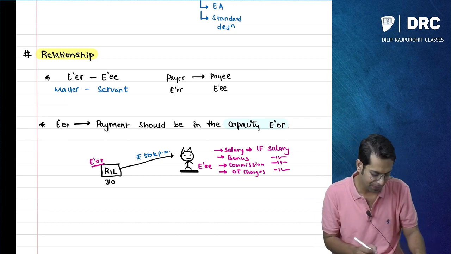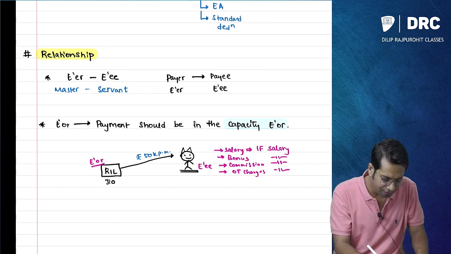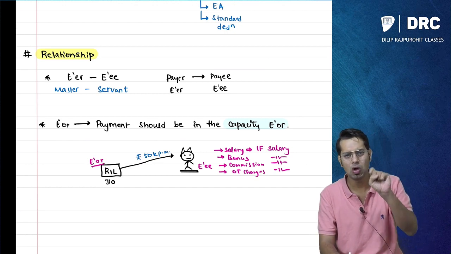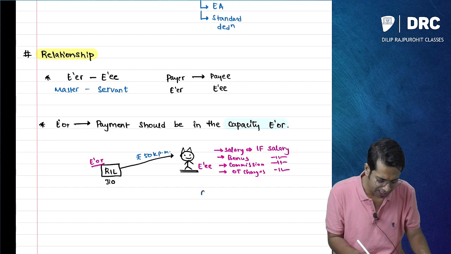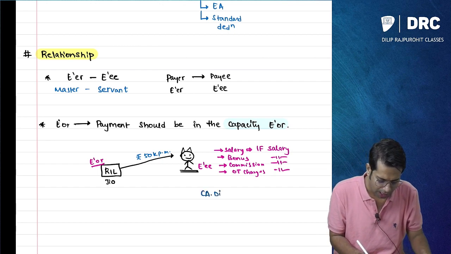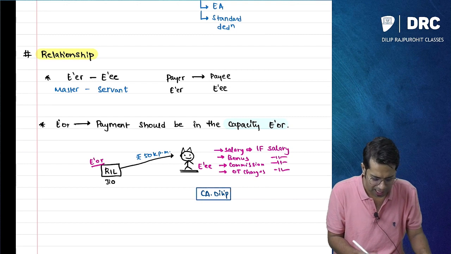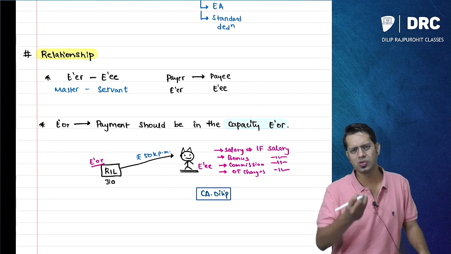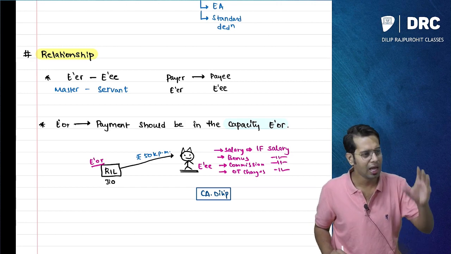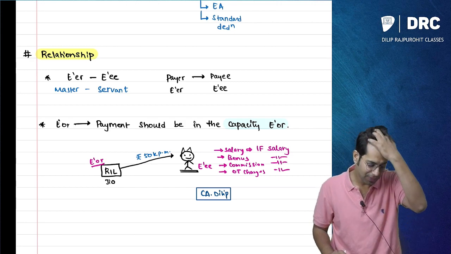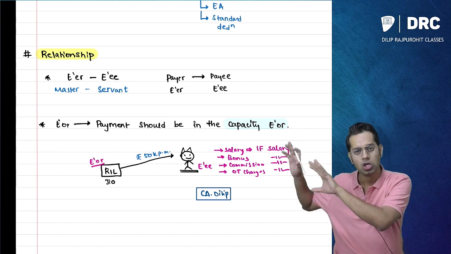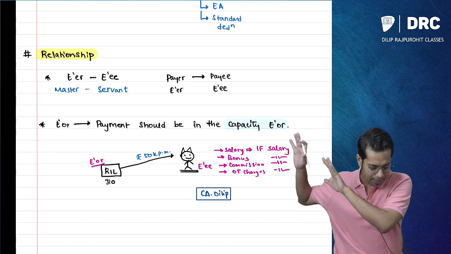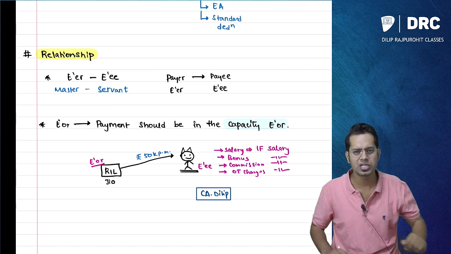Now please understand this example carefully. Apart from being the employee of Priya Sarees, I am also a chartered accountant. My qualification is that I am a chartered accountant, and I am selling SIM cards for Reliance Industries.